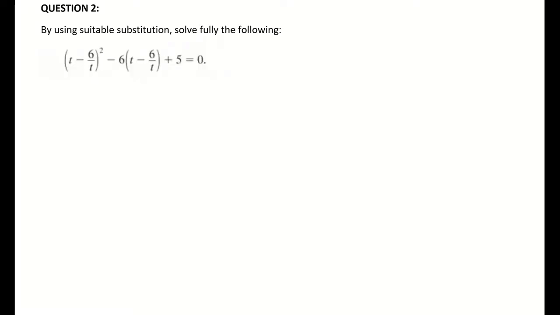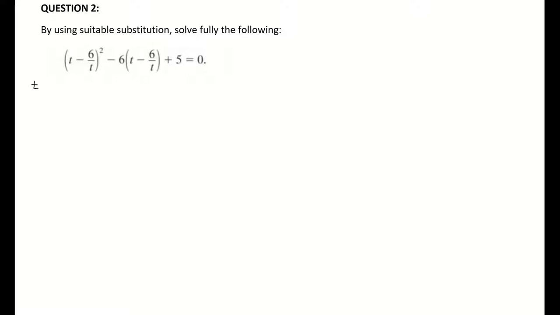By using suitable substitution, solve the following quadratic equation. So it's quadratic because it has a power of 2. That's the giveaway here. And then it goes down to degree of 1 and then a constant. So that's telling me that it's a quadratic. Now we don't solve quadratics when it's looking complicated like t minus 6 over t. So what I'm going to do there is substitute u in for t minus 6 over t.